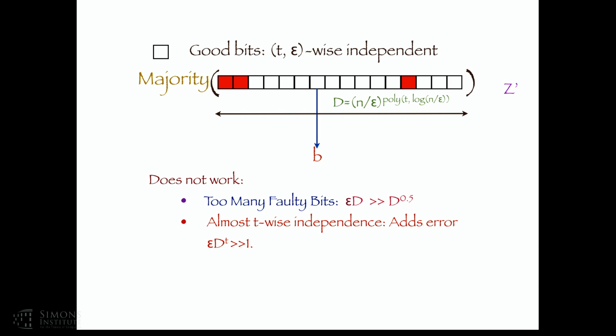But the real problem is that these white bits are almost t-wise independent. And if you go to a t-wise independent distribution, you add too much error. So anything which is greater than 1 is meaningless here. So this thing doesn't work. And it's good that it doesn't work because till now we have just used one source, and we know that there cannot exist a one-source extractor.